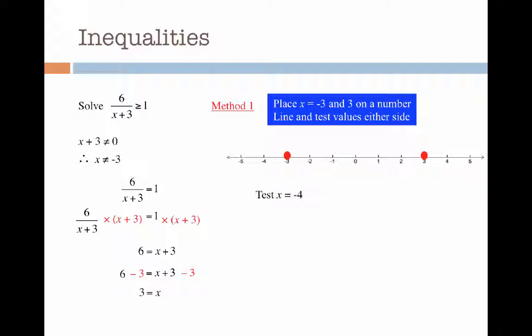I'm going to start off by testing x equals minus 4. Now when x equals minus 4, I get 6 over negative 1. That is definitely not greater than or equal to 1. Next I'm going to test x equals 0, a nice number between minus 3 and 3. And this gives me 6 over 3, which is definitely greater than or equal to 1. Lastly, I'm going to test a number greater than 3, so I'm going to test 4. And we get 6 over 7, which is a proper fraction, that is definitely not greater than or equal to 1.